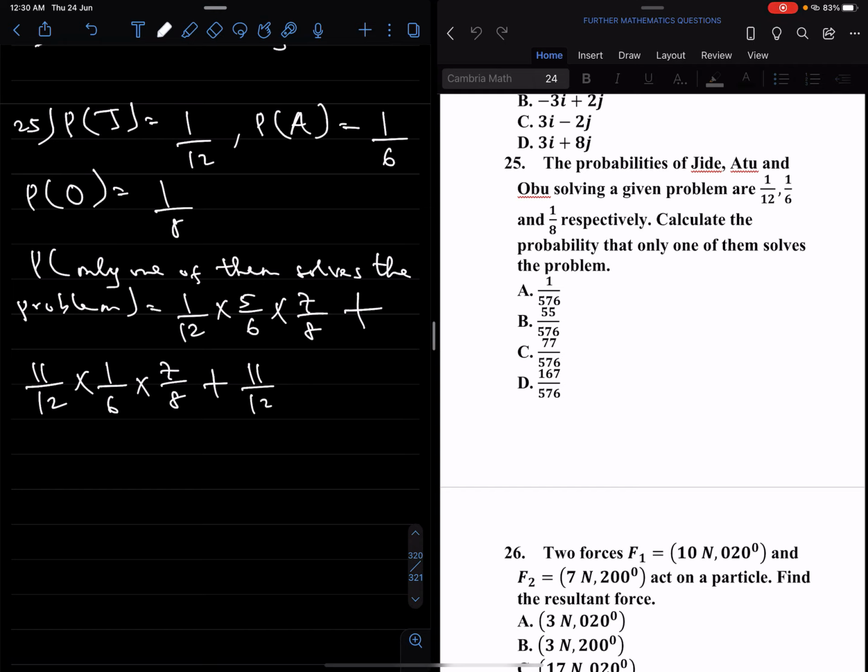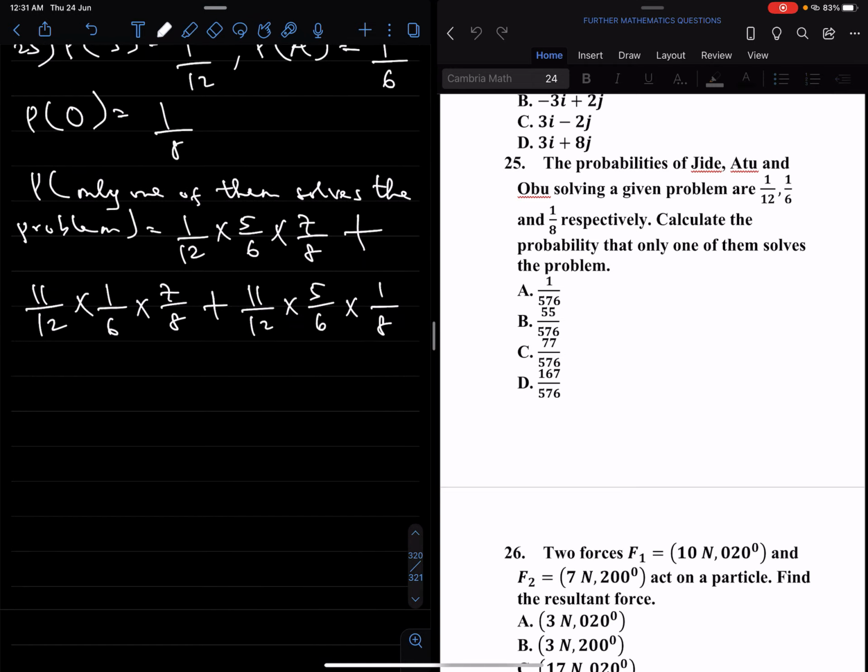That means Jide and Atu don't solve it. The probability that Atu doesn't solve it is 5 over 6, and the probability that Obu solves it is 1 over 8. So that's equal to, so what we're doing here is the probability that only one of them solves the problem is the probability that only Jide solves it, or only Atu solves it, or only Obu solves it.